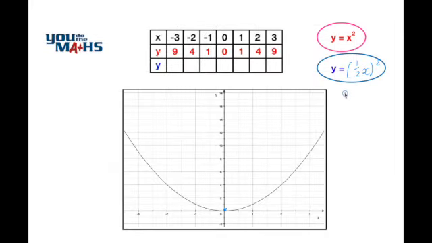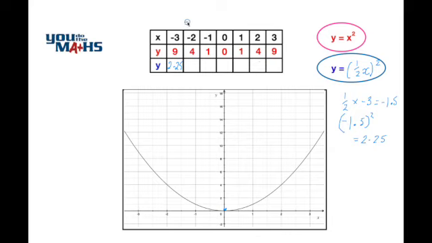Let's have a look at y equals a half x squared. In the first case, we'll take a half of -3, which is -1.5, and then when we square that, we're going to end up with a positive result, and it's equal to 2.25. So what we'll do in each case is we'll halve the x value and then square it.